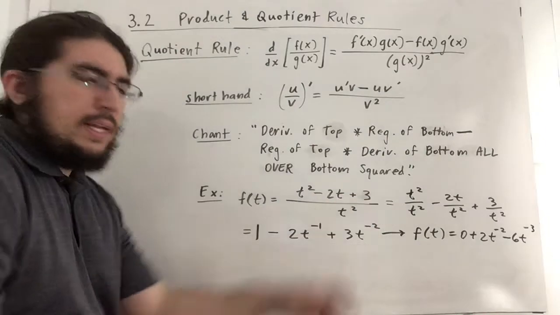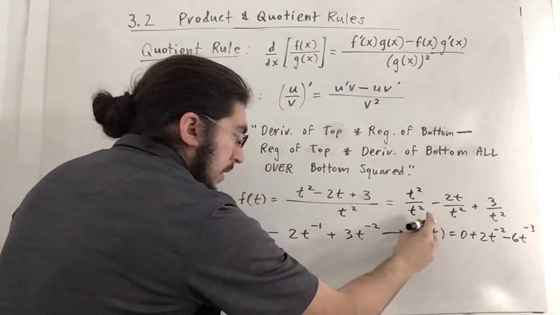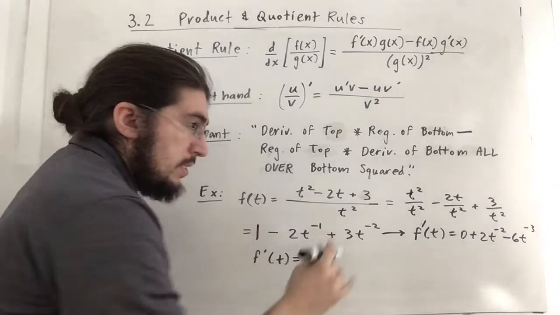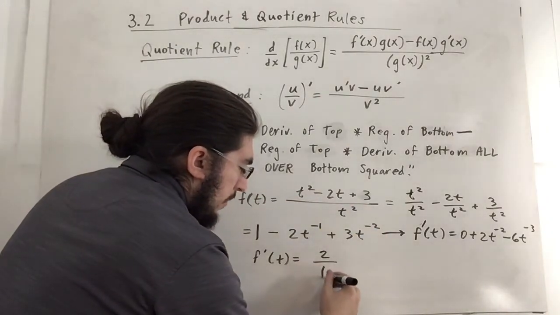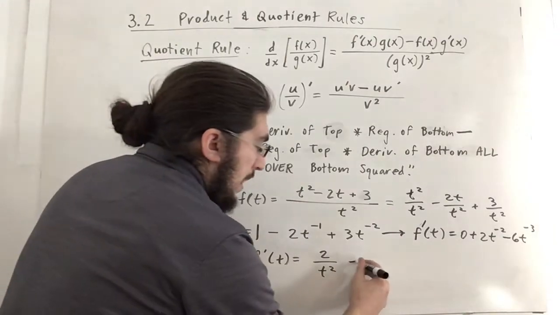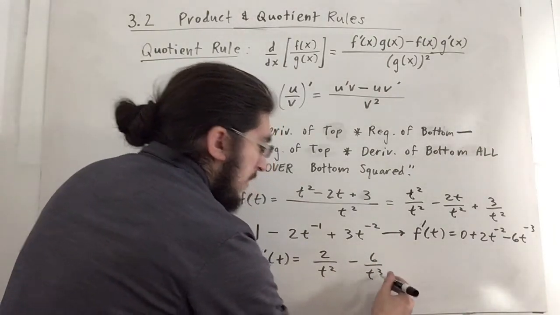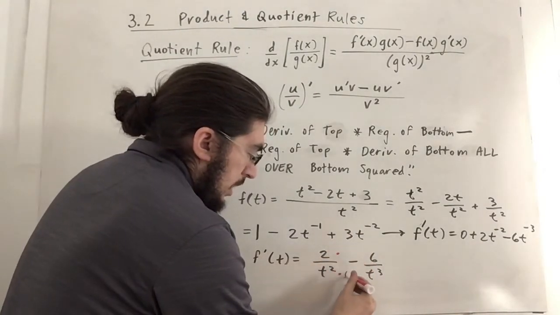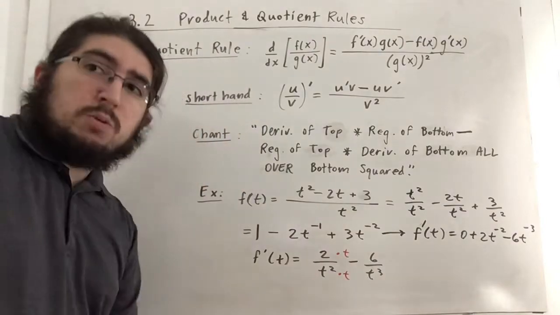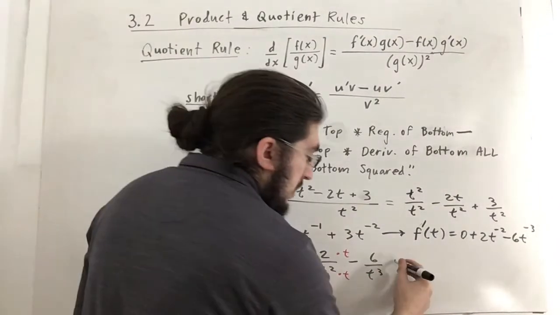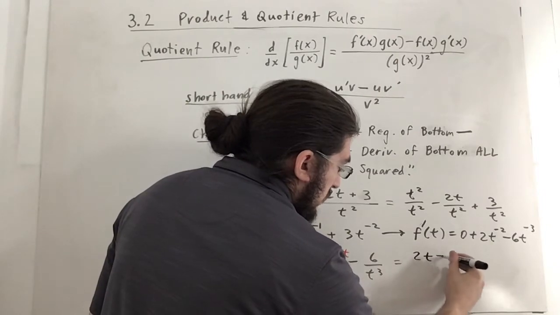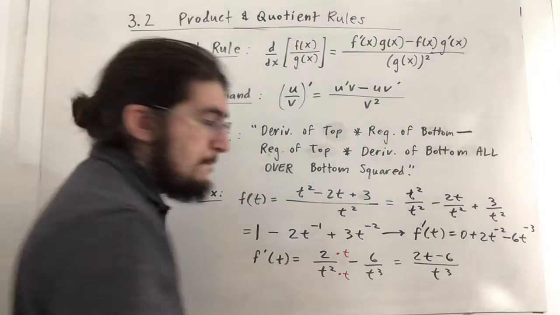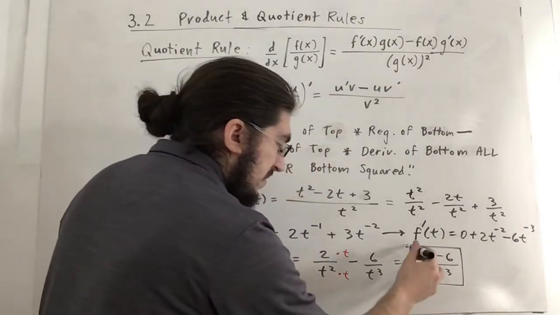Now, of course, we don't care about that 0, so this is f prime, by the way. So f prime of t altogether, with no negative powers now, is 2 over t squared, is what I meant to say, minus 6 over t cubed. And if you want to find a common denominator, you can multiply the first one, top and bottom, by t, and altogether this will give us 2t minus 6, all divided by t cubed now. Good? So this is the answer for our derivative.